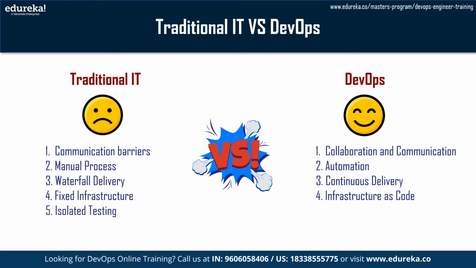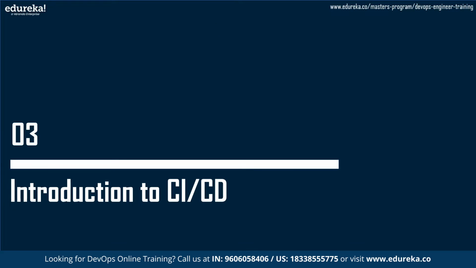For traditional models, testing is often performed in isolated phases, leading to delays in identifying and addressing integration issues. DevOps adopts continuous integration where developers integrate code changes regularly, triggering automated tests. This helps identify and fix integration issues early in the development process. So, in summary, DevOps represents a departure from traditional models by promoting collaboration, automation, continuous delivery, and a cultural shift towards shared responsibility. Next, let's explore the importance of CI/CD in DevOps.